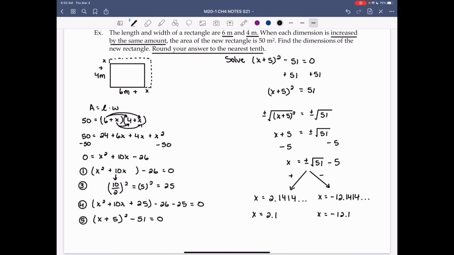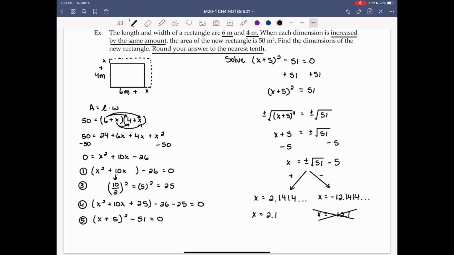It's a word problem, so we need to write a statement. The question says, find the dimensions of the new rectangle. So our two answers are x equals 2.1 and x equals negative 12.1. What is x again? x is the amount that we're adding to the rectangle to make the length and width bigger. It doesn't make sense to add a negative number, and it definitely doesn't make sense to add this number because that would actually make our length and width negative numbers. So we can't have this. This is not a possible solution since we can't have a negative length or a negative width.